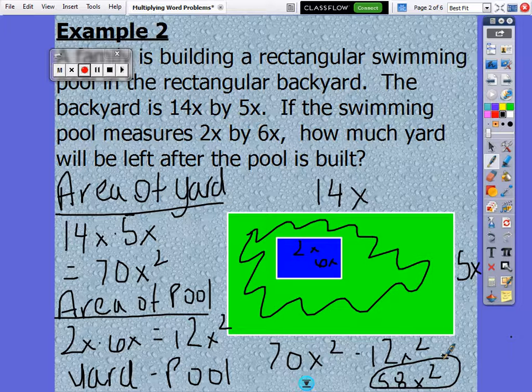So anytime it gives you a situation, you should always draw the situation. If you have to figure out what is left, you're going to find the area of one rectangle, the area of the second rectangle, and then you're going to subtract your big minus your small, which in this case was your yard minus your pool.